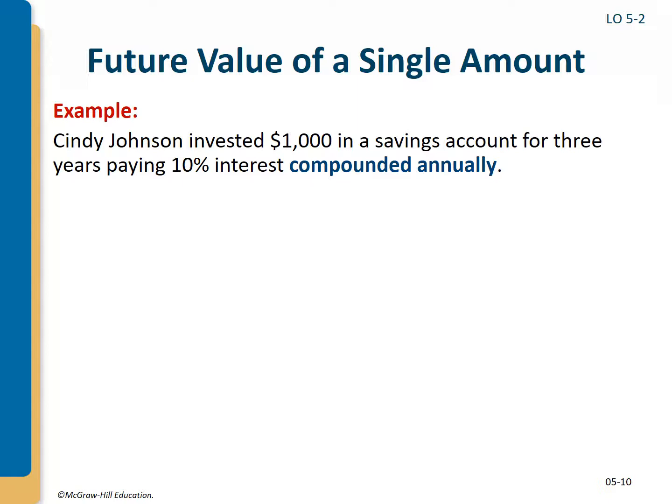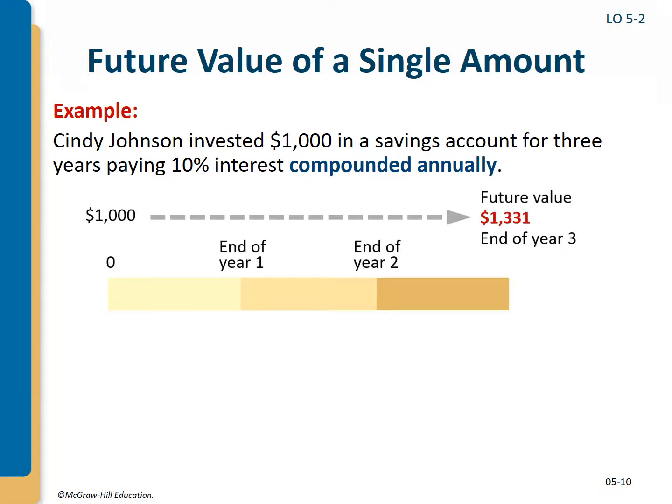So let's take a look here. What are we calculating? Future value of a single sum. Cindy Johnson invested $1,000 in a savings account for 3 years, and the savings account pays 10% interest, compounded annually. So they calculate the interest for a year, add it to the outstanding balance, calculate the next year's interest. So there's a picture of that.